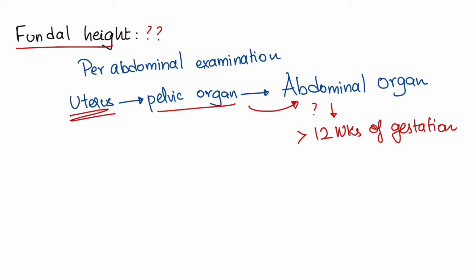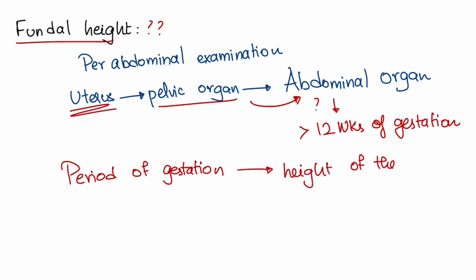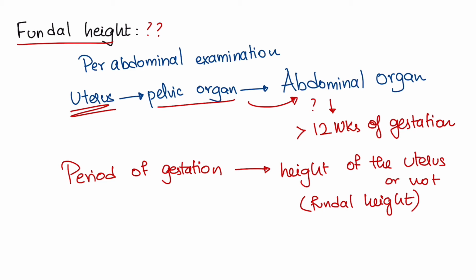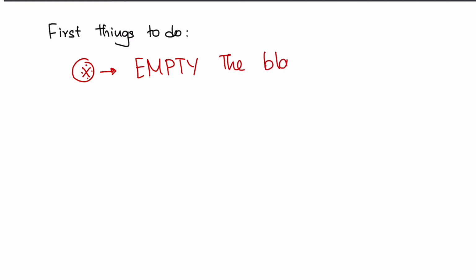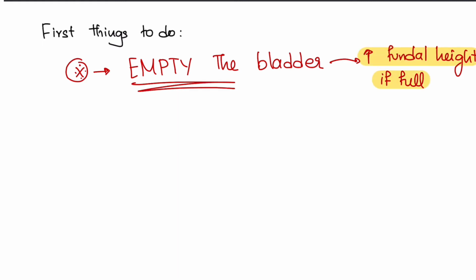Why do we do a per-abdominal examination? We are going to see whether the period of gestation corresponds to the height of the uterus or not. So, how do you measure a fundal height? First and foremost, you ask the woman to empty the bladder. Why? Because a full bladder might increase your fundal height by 1 or 2 centimeters, which is not good. It might not correlate to the period of gestation, and you're going to get a false value.